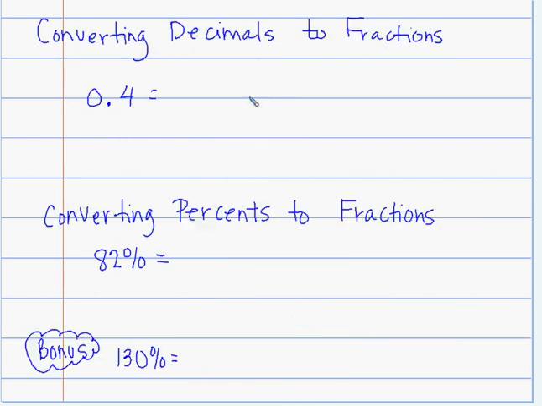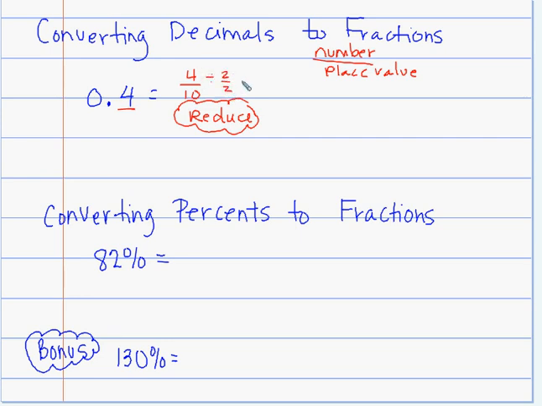Okay, converting decimals to fractions, then you write the number over the place value. So this, when you say it, is 4/10, because the first place after the decimal is tenths. So we're going to write that as 4/10 and then reduce. So we divide both of these by 2 and we get 2/5. So the decimal 0.4 is equivalent to the fraction 2 out of 5.